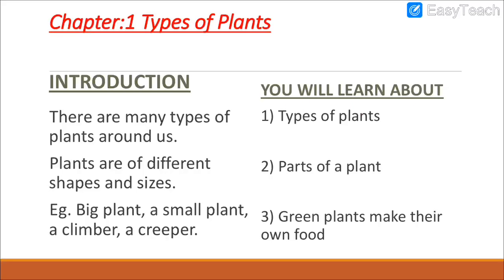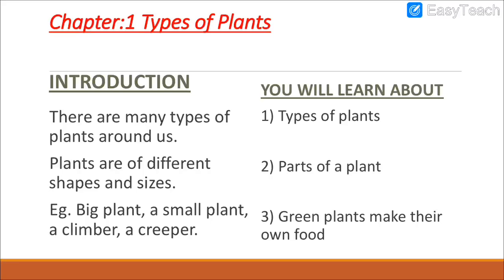So, you will learn about what? In this lesson, you will learn about number 1, types of plants. What are the types of the plants? Like I said, creepers, climbers, small plants, big plants. So, all the types of plants you will learn about in this lesson.